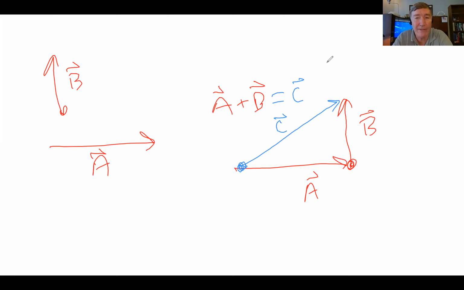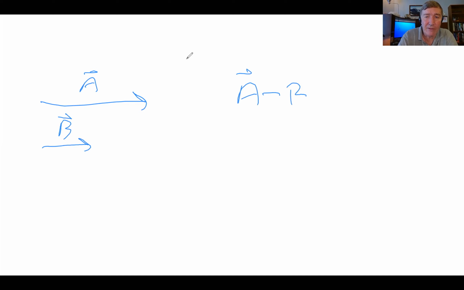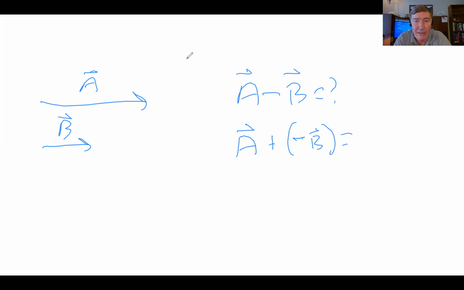I'm going to talk a lot more about this next week after the test. But what about subtracting vectors? What if I want to do the A vector minus my B vector? How would I do that? Well, hopefully you agree that that's the same thing as doing the A vector plus the opposite of the B vector. Do you guys agree that A minus B is the same thing as A plus negative B?